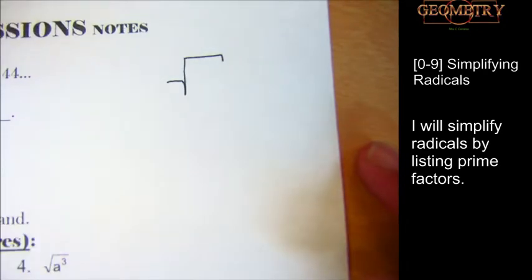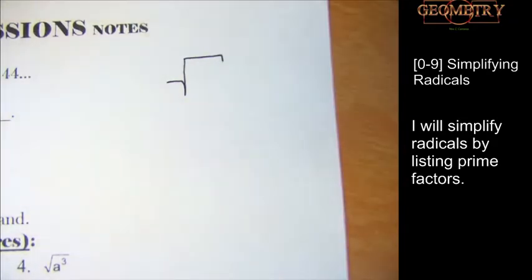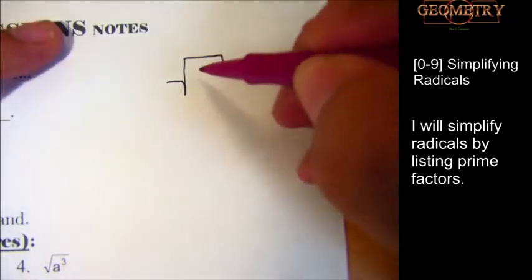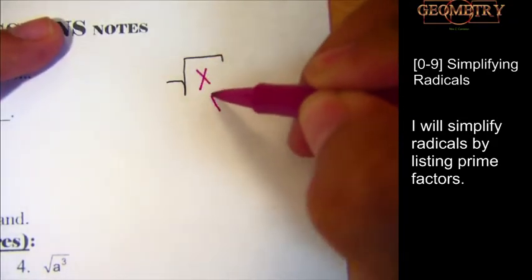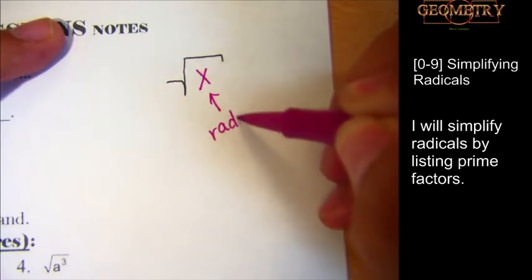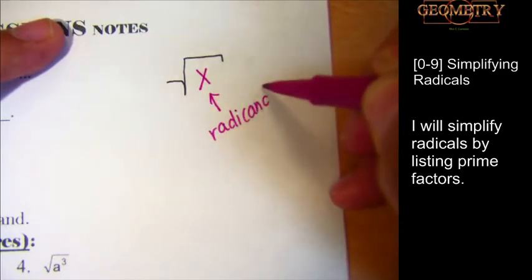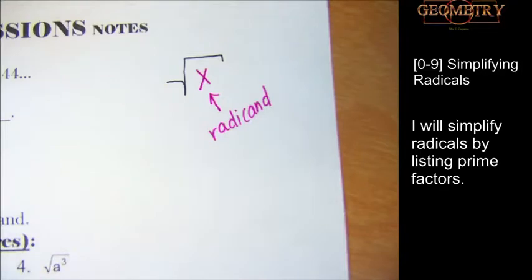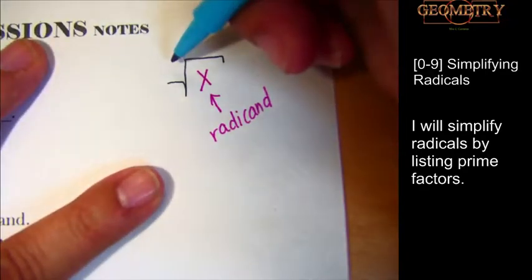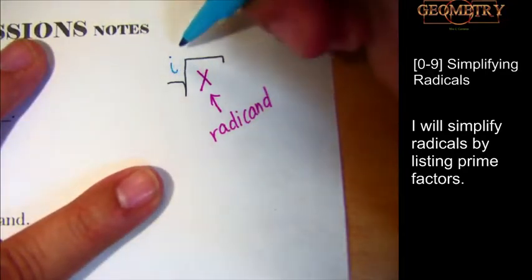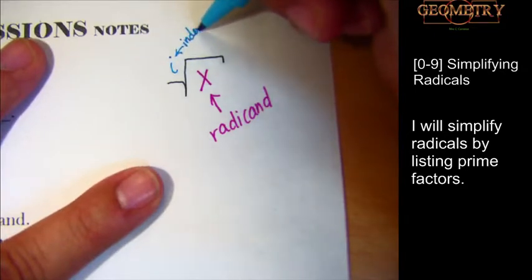And it's got a couple of different parts to it. The first part, the part that you're familiar with, is this part inside right here. This part is called the radicand. So you're going to hear me say something about a radicand. I mean the stuff inside. The other part that we're going to talk about is going to be the index. I'm going to write it with a little i for index.